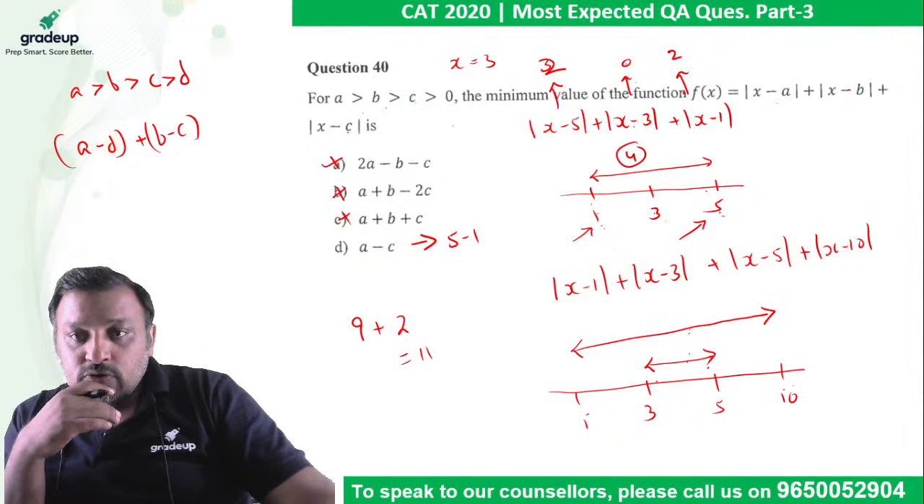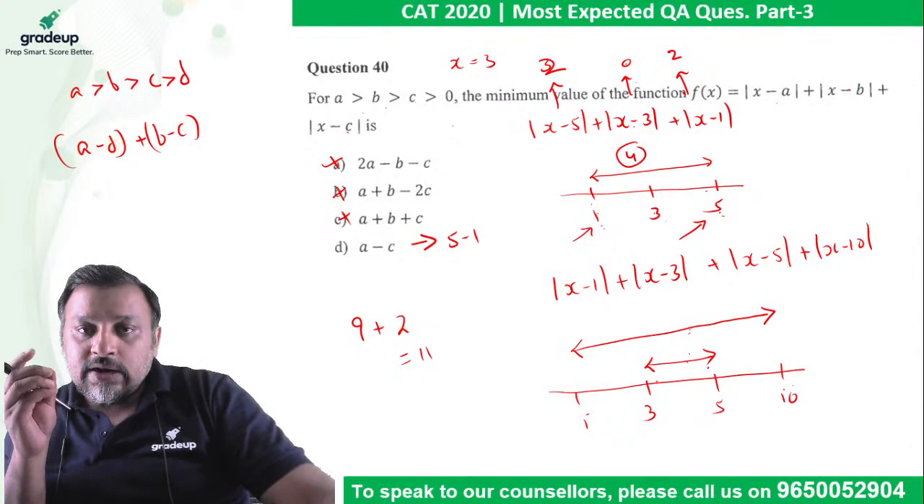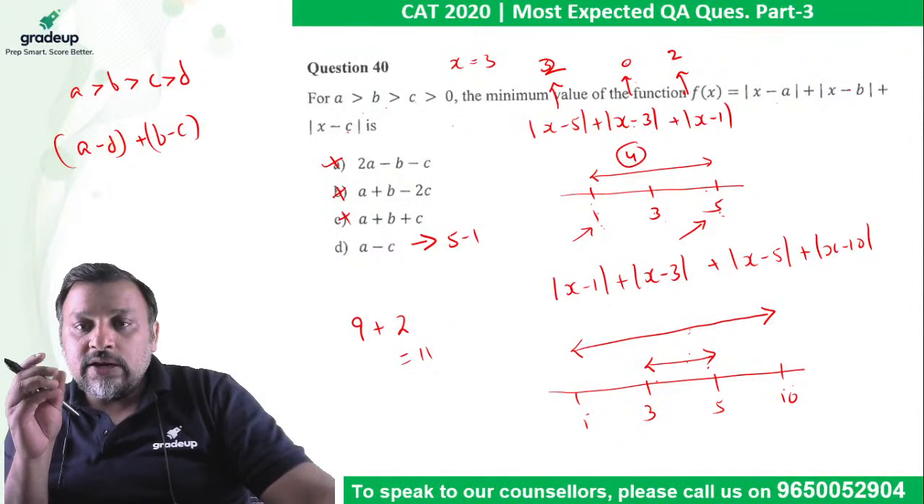Is this clear? Very good, Priya. Your answer is correct. It is D. This will hold true for any number of odd points as well as for any number of even points.